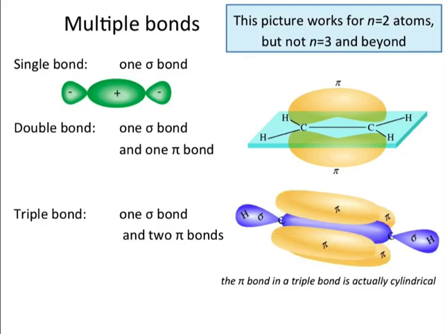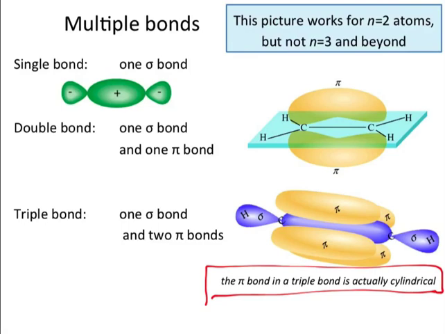Now, we draw the pi bond like this because we think of it coming from individual p orbitals, but in reality, the pi bond in a triple bond is actually more cylindrical. That doesn't really matter because it's a linear geometry anyways, whether this is cylindrical or not. But just kind of a nuance, if you will.